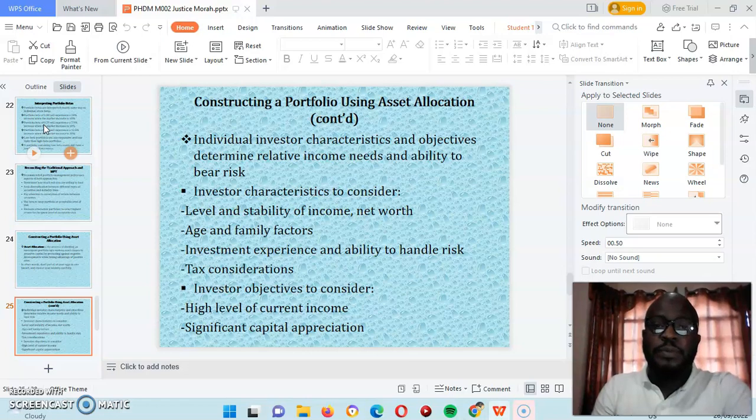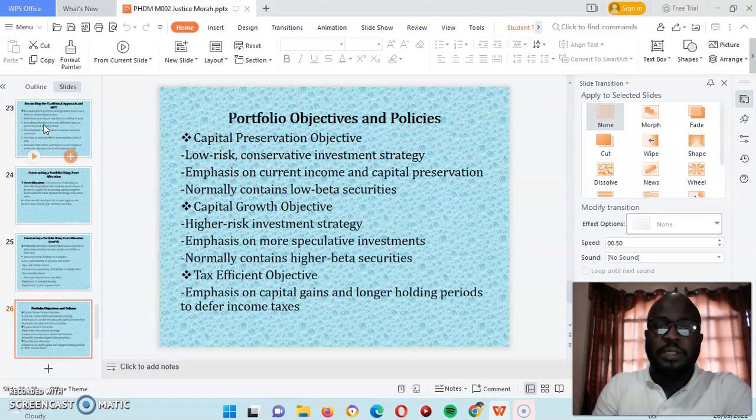Then constructing a portfolio using an asset continuum. Investor characteristics to consider: investment experience, ability to handle risk, tax considerations, etc. Then the final is portfolio objective, and that's the end of my report.